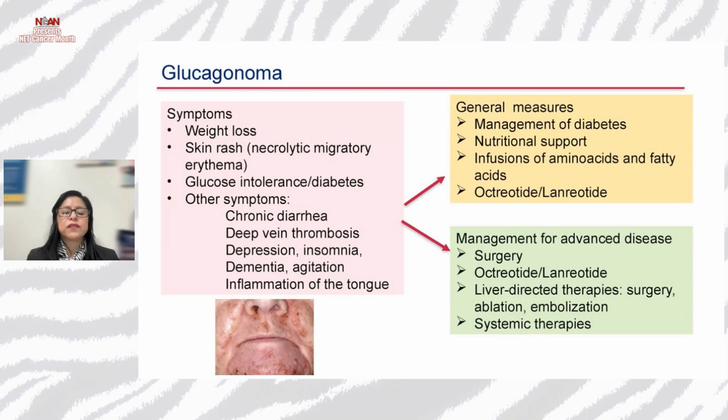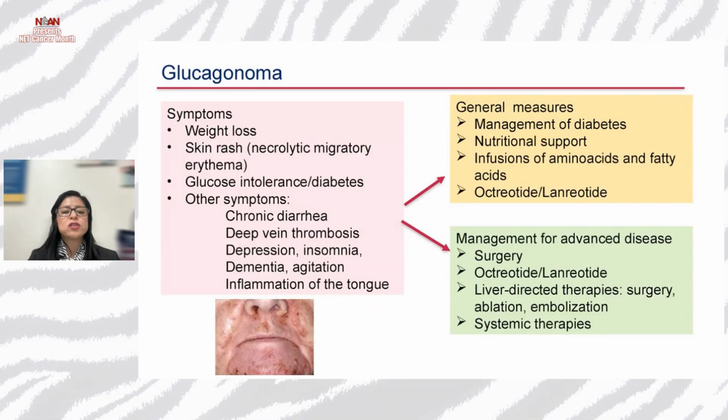Because, as I said earlier, glucagon inhibits the secretion of insulin, there is not enough insulin, so the patients develop diabetes. So we need to manage the diabetes. We need to give nutritional support, sometimes with amino acids, because, as I say, the excess of glucagon does not let them metabolize some of the amino acids properly. And because of that, we have to give what is missing.